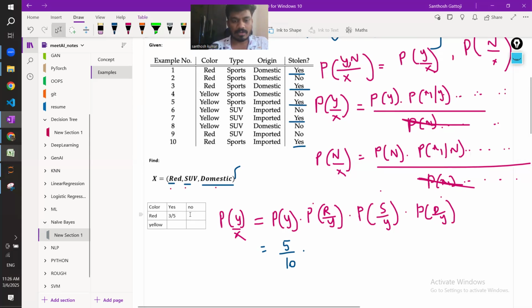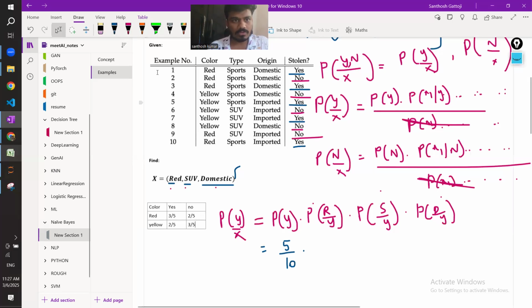And red but no, how many are there? We don't need that, we need only R by Y, but for calculating no also we're doing it. Total 5 reds, so for no the remaining is 2 by 5. So it will be 2 by 5. Now yellow, given it is Y. Y is 5, so how many are yellow? Out of the rest 5, yellows and yes are 2. So 2 by 5, and for no it is 3 by 5.